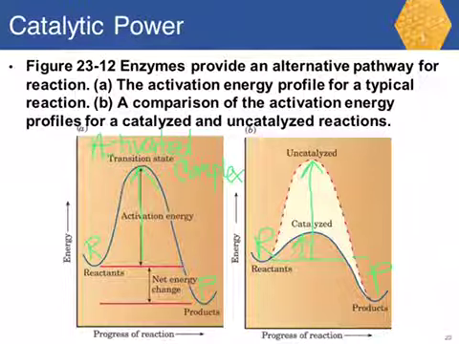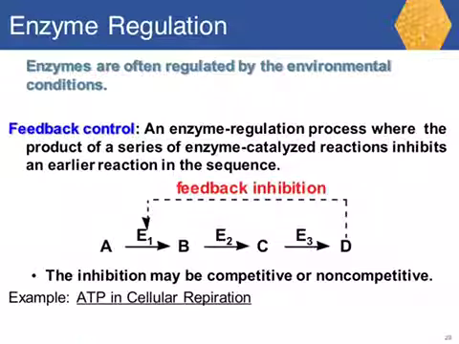So it's like riding your bike up a small hill. The way that the enzyme works is by reducing the amount of energy that's needed to start the reaction so that it can take place. Enzymes are often regulated by environmental conditions. An enzyme regulation process where the products of a series of enzyme catalyzed reactions inhibits an earlier reaction in the sequence is called feedback inhibition.